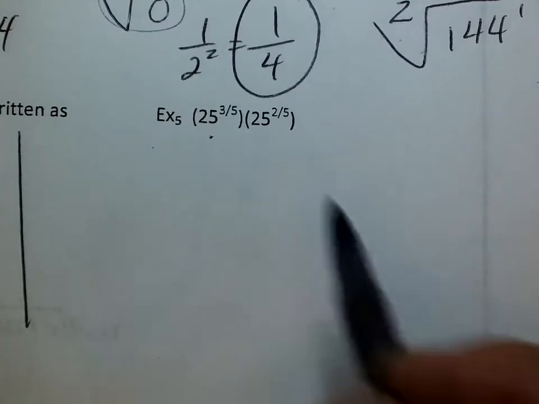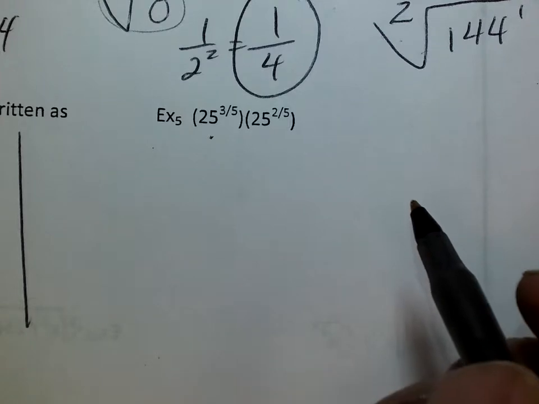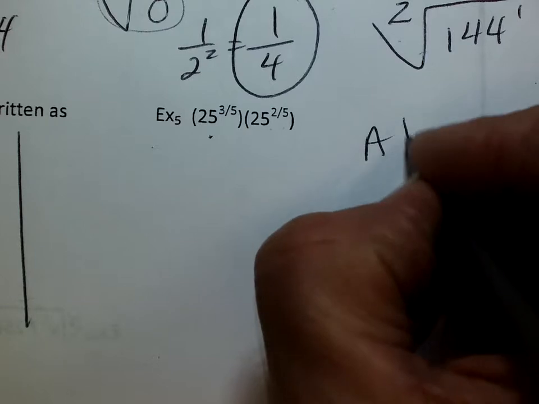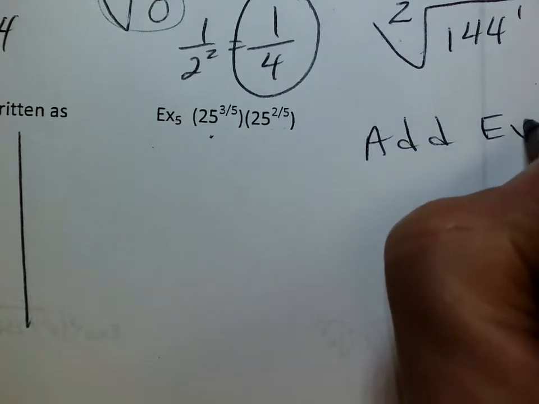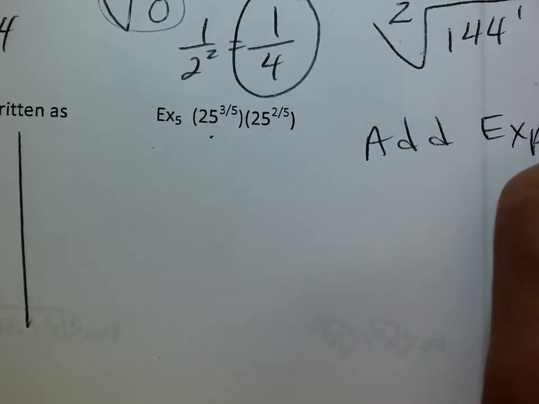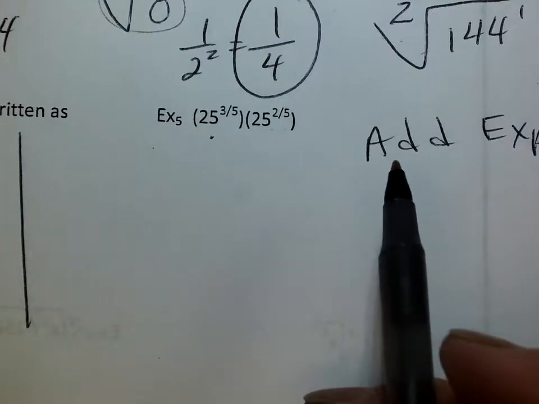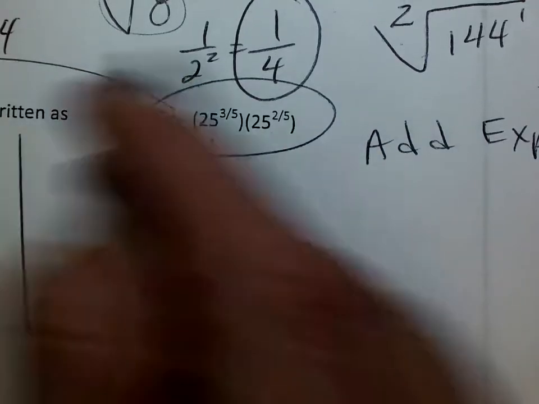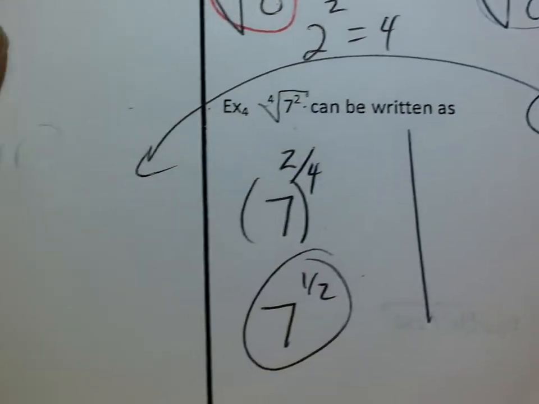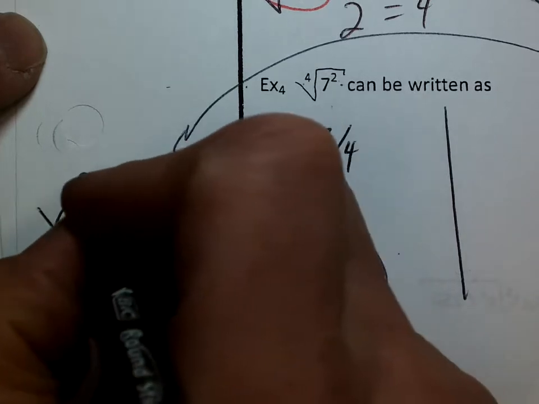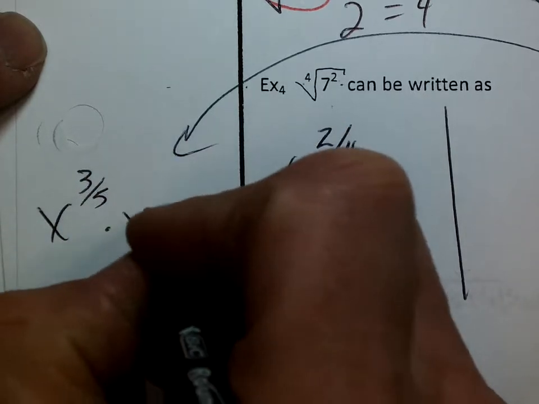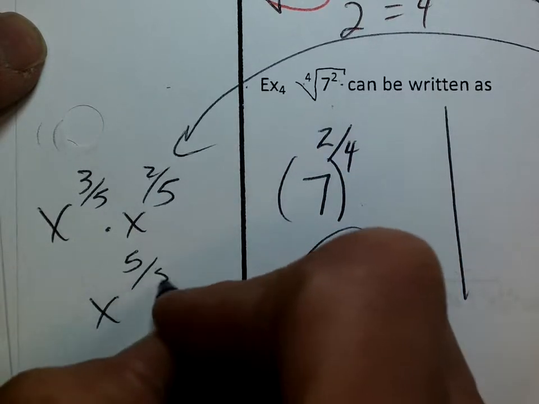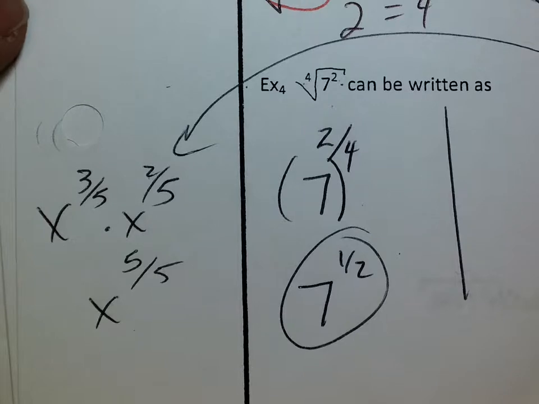Example 5, okay? Now, before I do example 5, when I multiply with the same base, I'm going to add exponents. On a side note, if I had x to the 3/5 times x to the 2/5, we would just add them and get x to the 5/5, okay? I was just adding exponents. You okay with that?